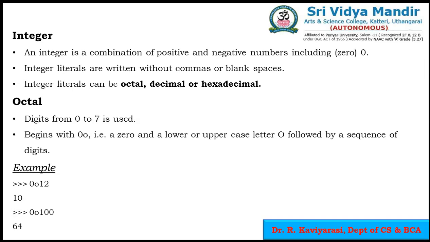Octal numbers. The octal digits must be from 0 to 7. It must begin with 0, followed by a small letter o or a capital O. So 0, following that we have to provide o, which can be either a small letter or a capital letter. Here the example given is 0o12, which is an example of an octal number.